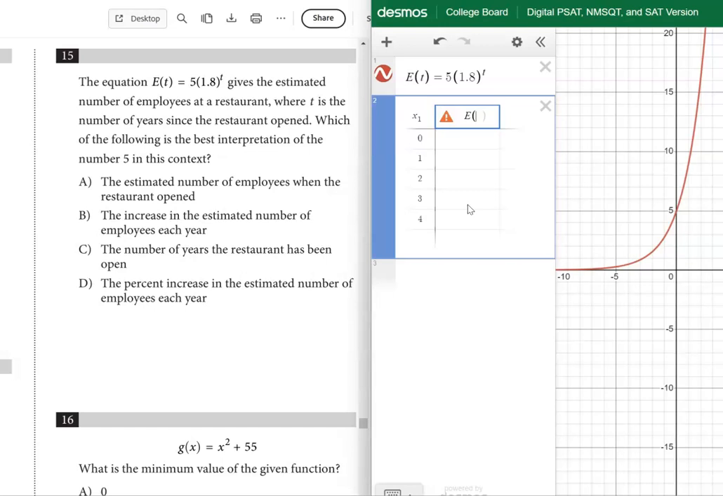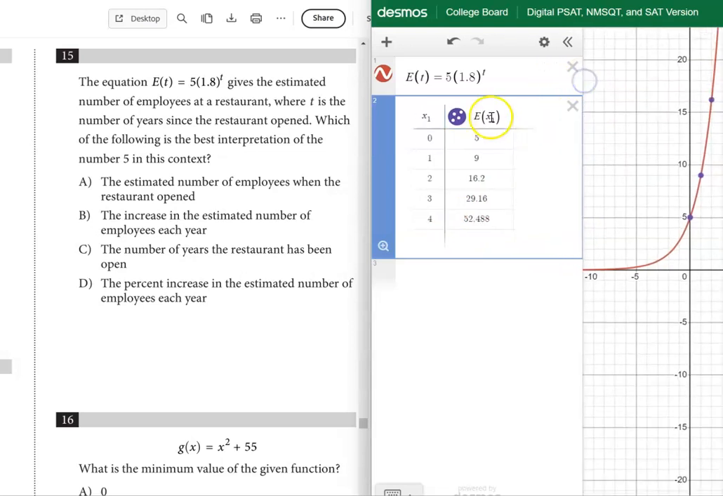Now, something important to note is the x's will say x1 when you create a table. So it's very important to use x1 when you input your column up here. So you'll notice I took out the y1 and just typed over that and typed e to the x1. And what it does is it substitutes in the values 0 through 4 and gives these outputs.